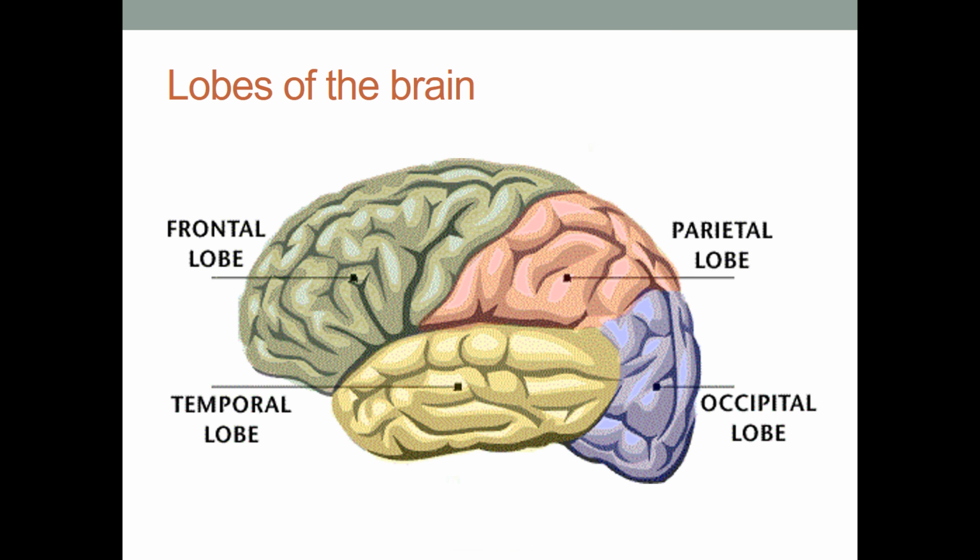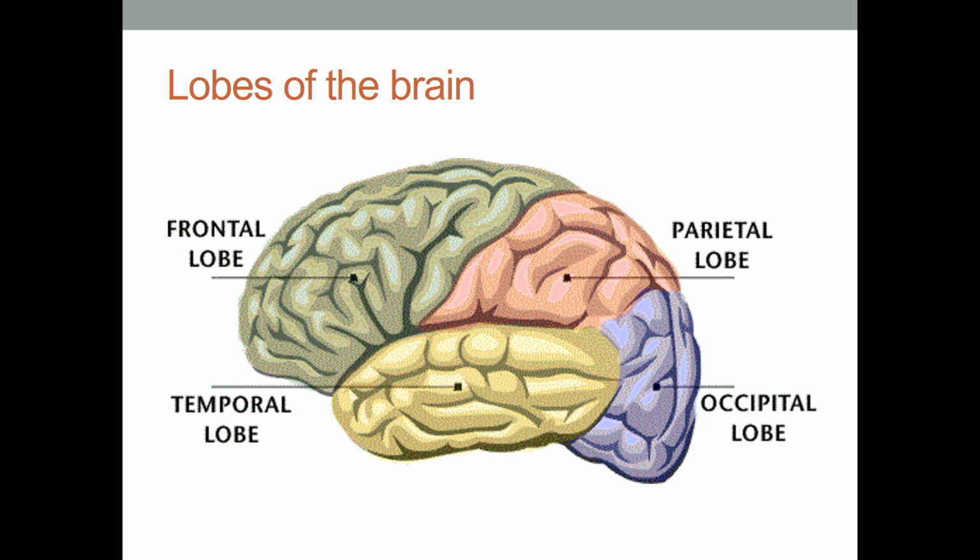The other thing is that in addition to being divided into left and right hemispheres that control the opposite sides of the body, each hemisphere is also divided into lobes. Each of the lobes has some different specialized functions. So the frontal lobe is what it sounds like. It's the front part of your brain.